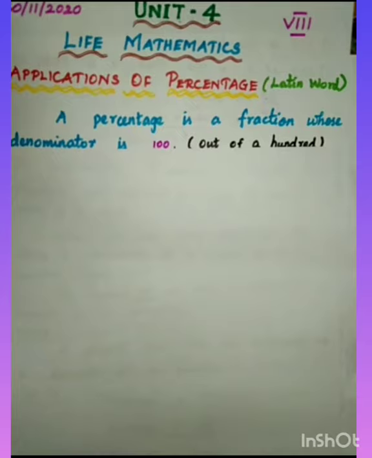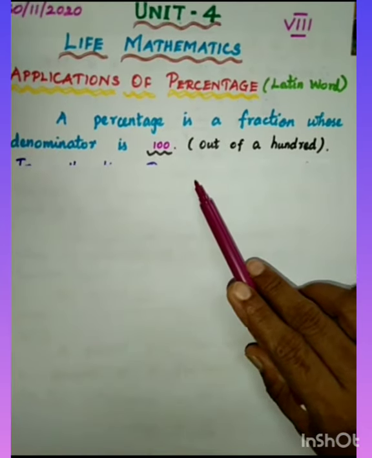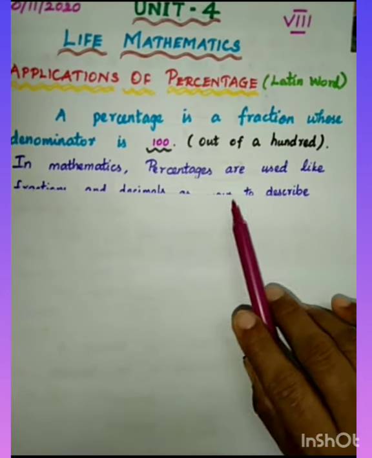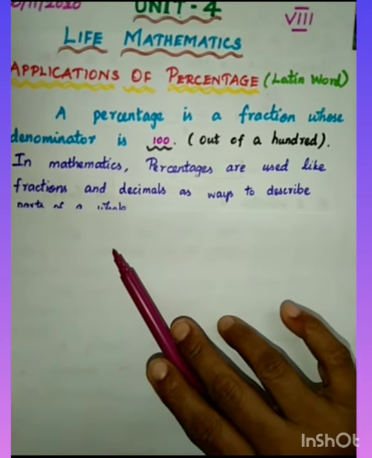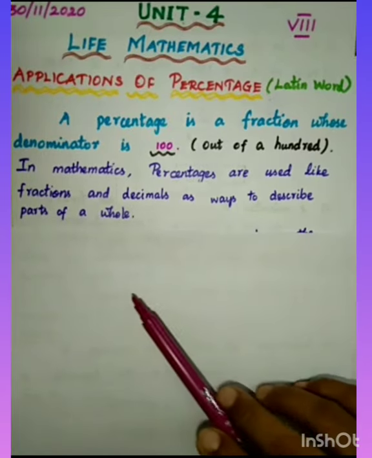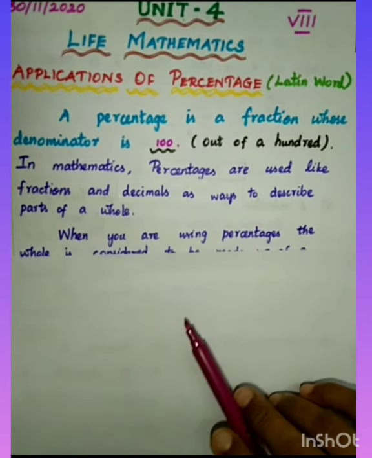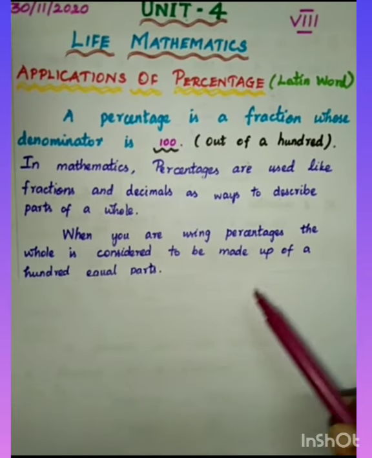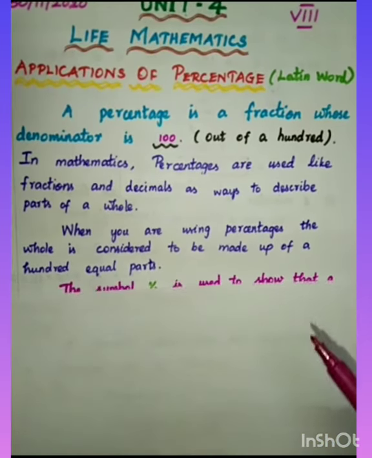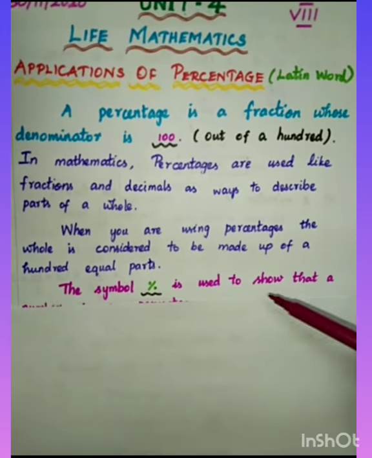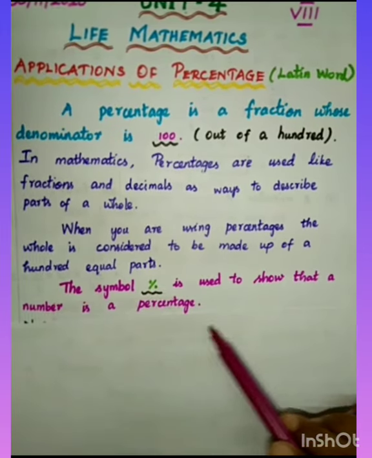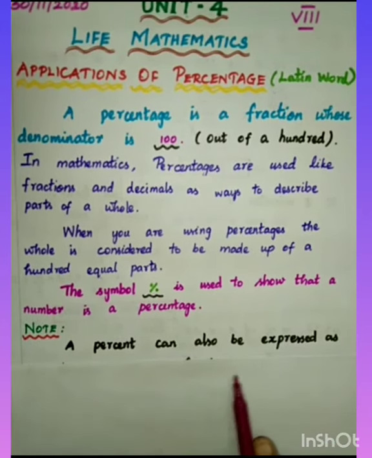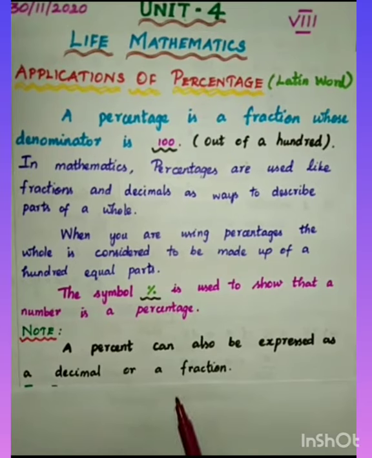Percentage is a fraction whose denominator is 100, that is, out of 100. In mathematics, percentages are used like fractions and decimals as ways to describe parts of a whole. When you are using percentages, the whole is considered to be made up of 100 equal parts. The % symbol is used to show that a number is a percentage. Note, a percent can also be expressed as a decimal or a fraction.